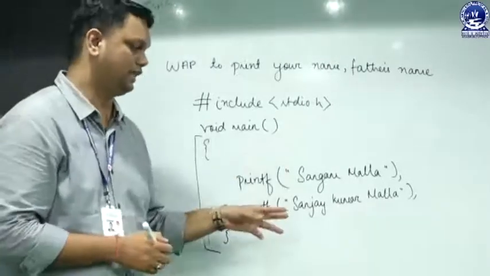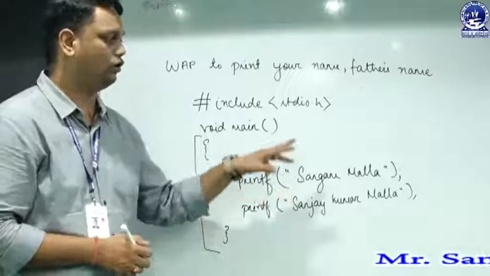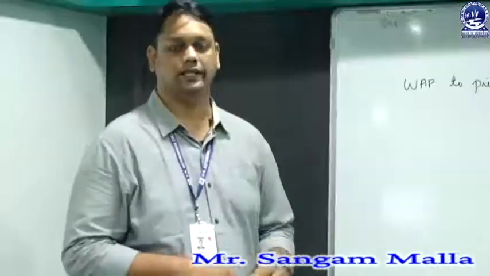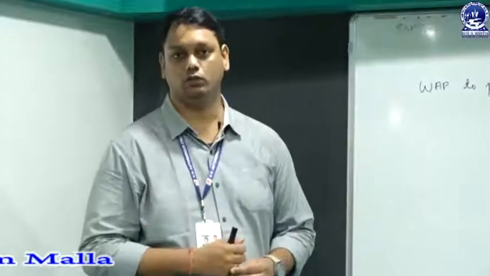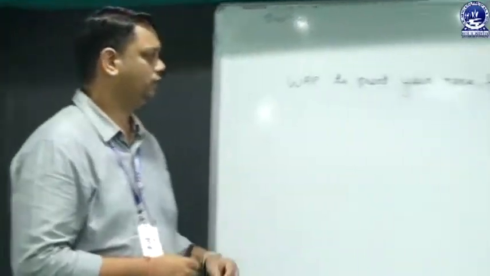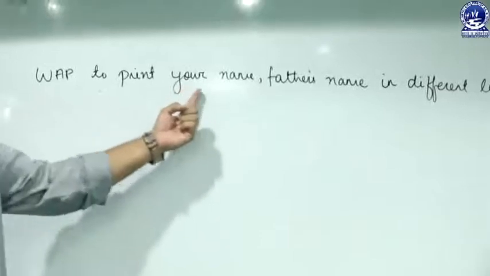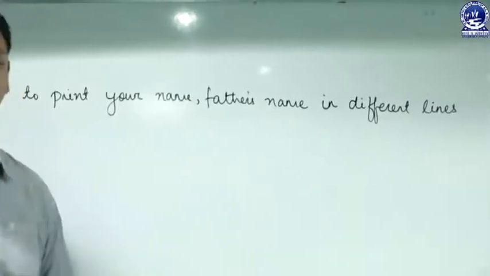So this is the first category, the message category of the control string. Next we will be using the escape sequence, that is the second category of control string. You can clearly see over here: write a program to print your name and your father's name in different lines.